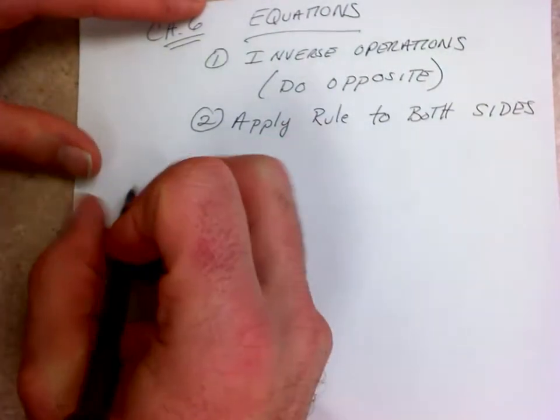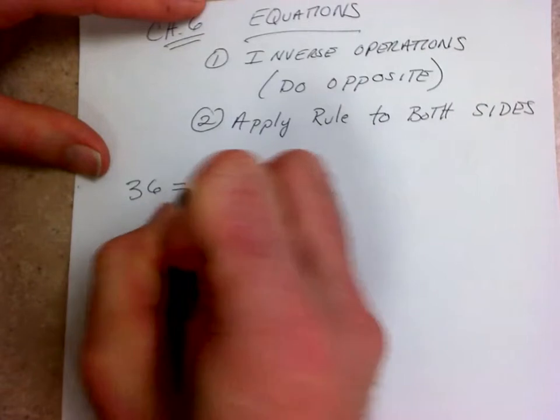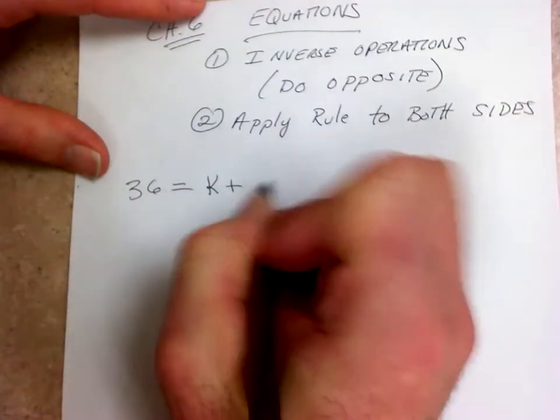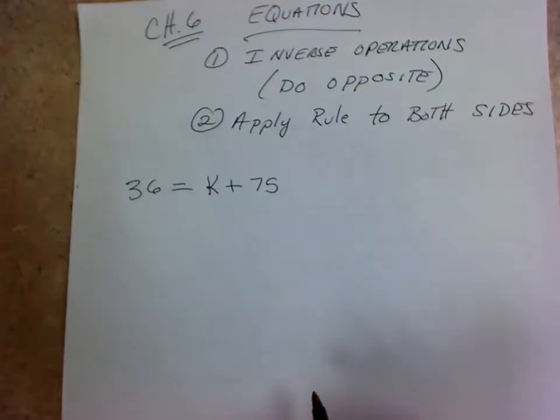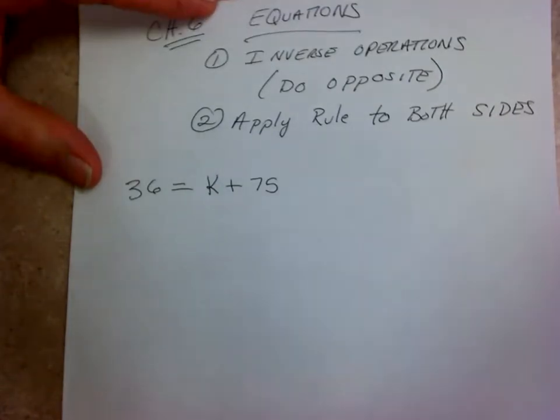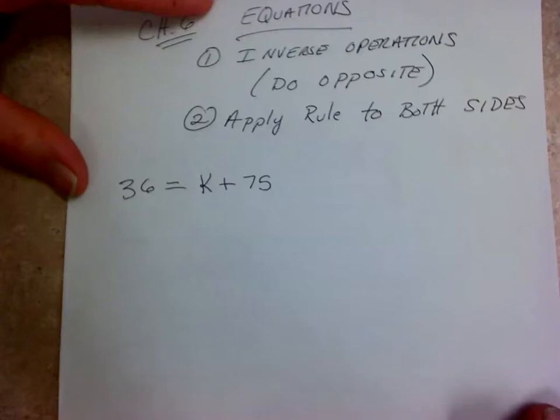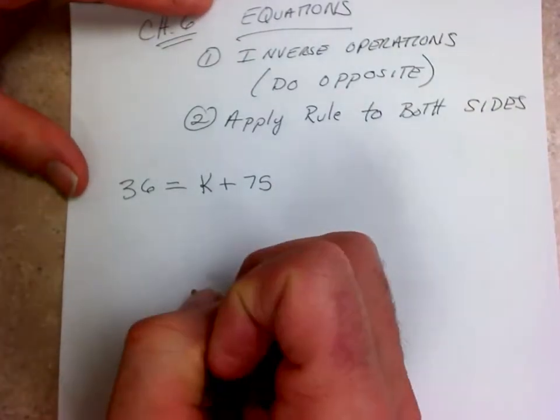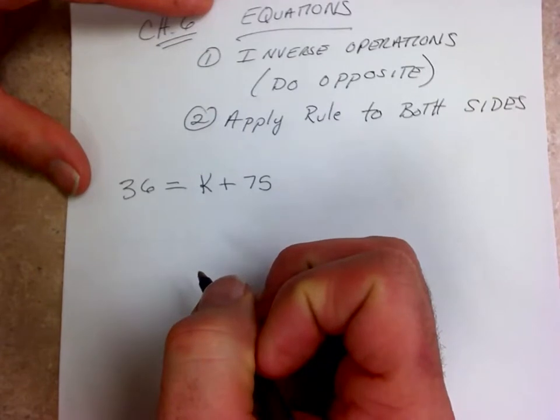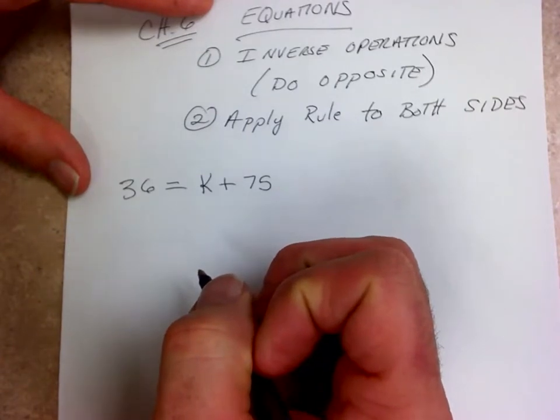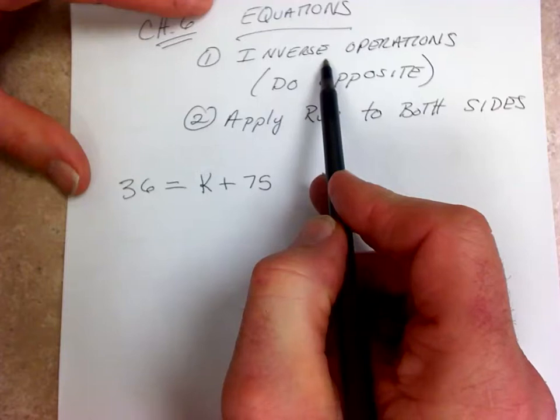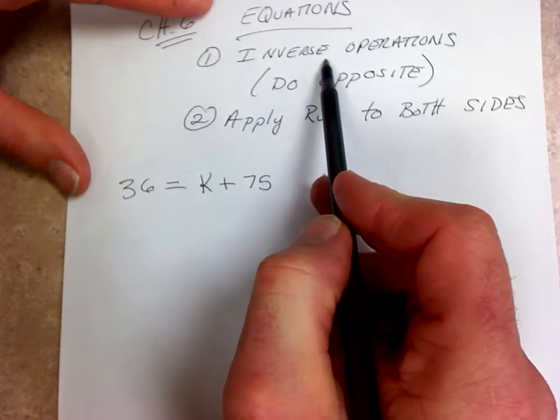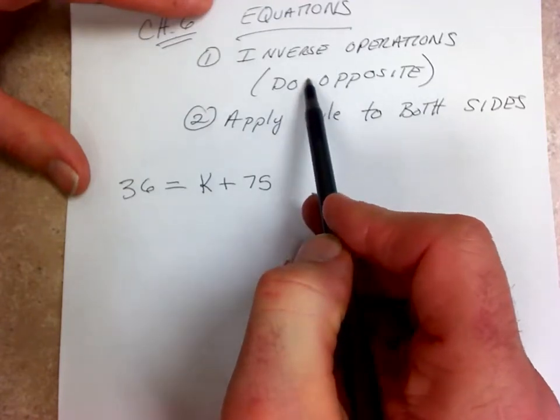So 36 equals k plus 75. Our job here tonight is to solve this equation. Our job is to find the missing piece, to figure out what k is going to be equal to. Our 2 rules were, number 1, inverse operations, which basically means we're going to do the opposite.